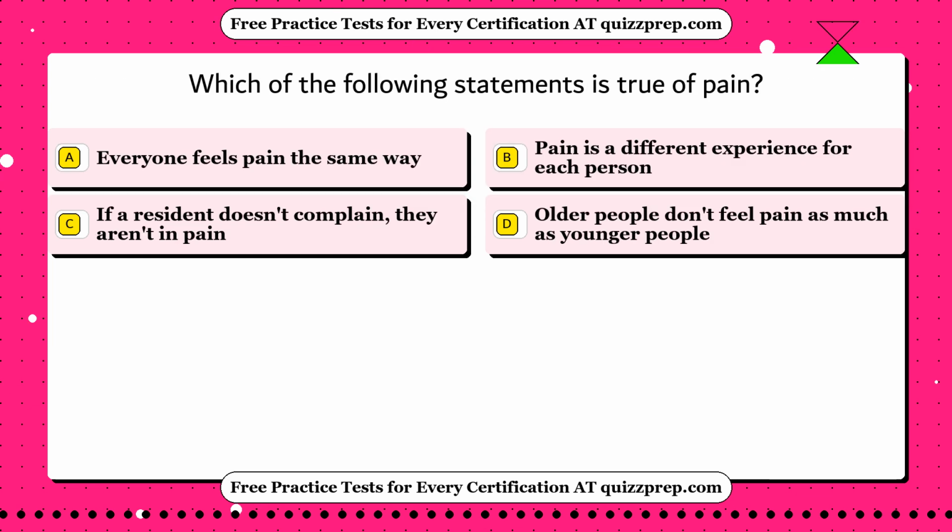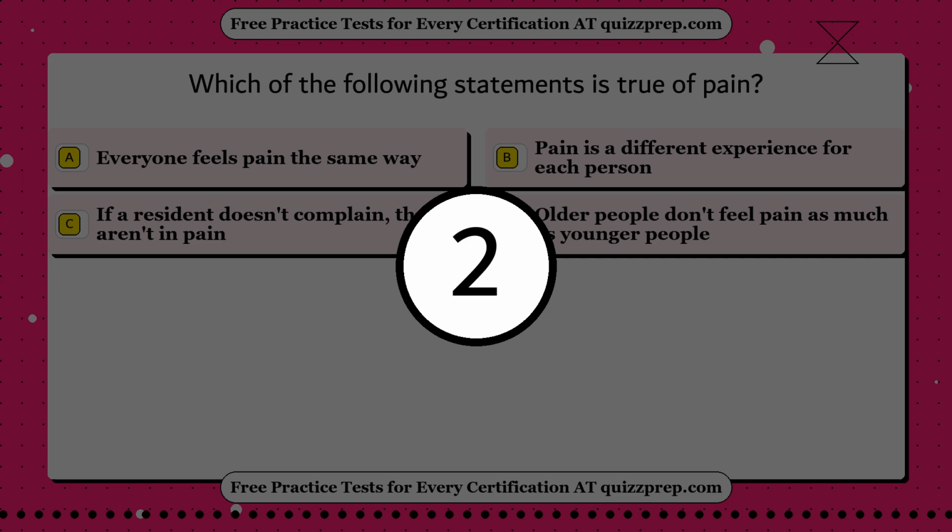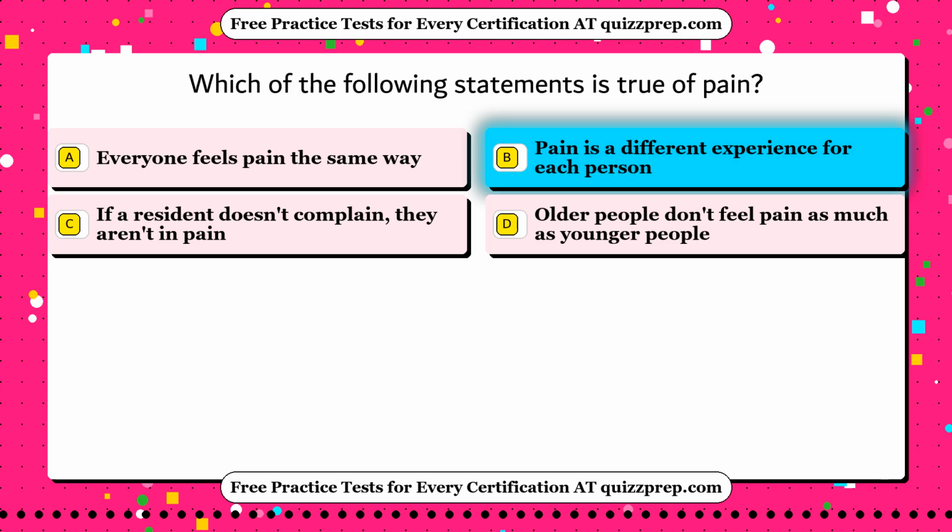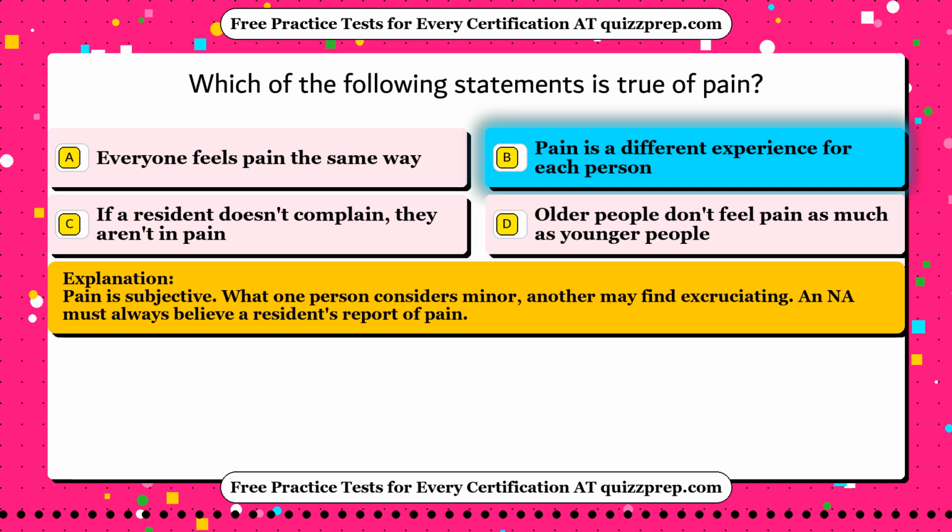Question 57. Which of the following statements is true of pain? Option A, everyone feels pain the same way. Option B, pain is a different experience for each person. Option C, if a resident doesn't complain, they aren't in pain. Option D, older people don't feel pain as much as younger people. The correct answer is option B. Pain is a different experience for each person. Pain is subjective. What one person considers minor, another may find excruciating. And NNAAP must always believe a resident's report of pain.